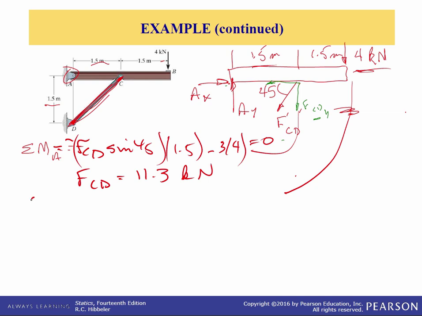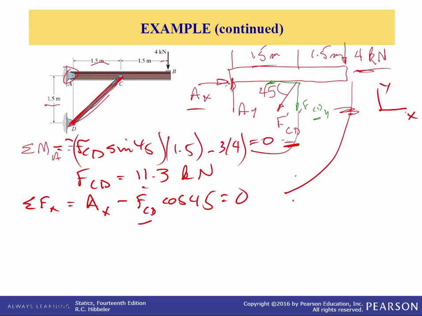So let's move on. Let's sum forces in the X direction. So we have the pin reaction at A sub X. We have the horizontal component of F sub CD, and that is going in minus X direction. I didn't establish a coordinate system, I lost points. Okay. So that is minus F sub CD, which we know is 11.3, times the cosine of 45. And of course that equals 0, and since we know F sub CD, we can solve directly for A sub X, and you get minus 8 kilonewtons.